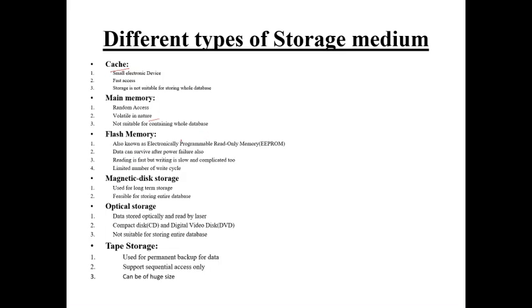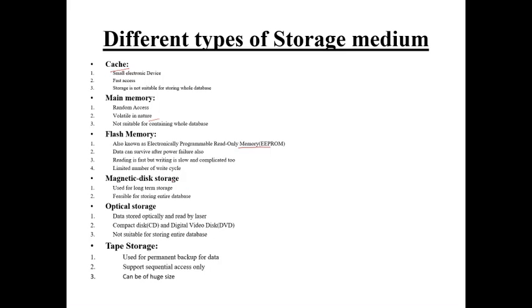Another kind of memory we have is electrically erasable programmable read-only memory, or in short EEPROM, also known as flash memory. This is a special kind of ROM in which the data persists after power failure also. Reading is very fast in flash memory, but writing is very complicated. It has a limited number of write cycles, that is, the number of times we can write into this flash memory.